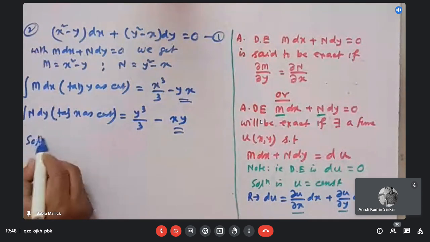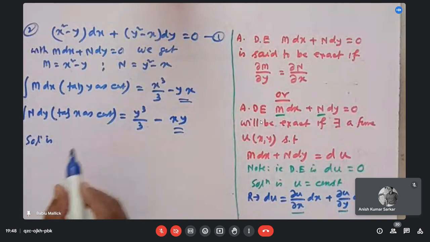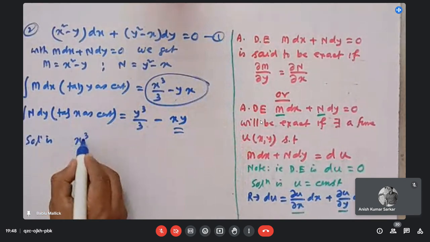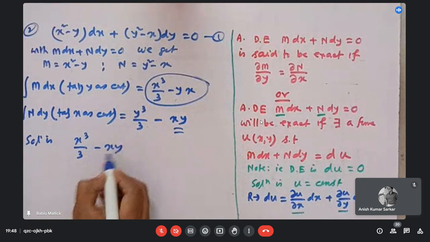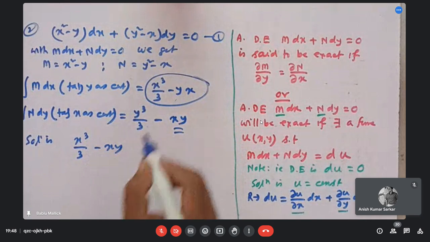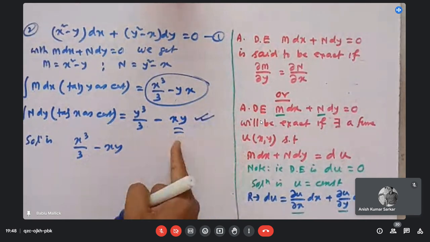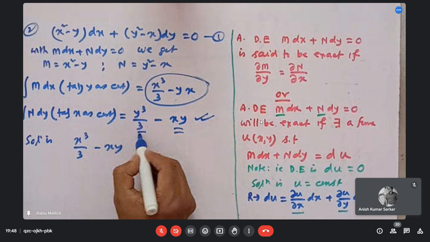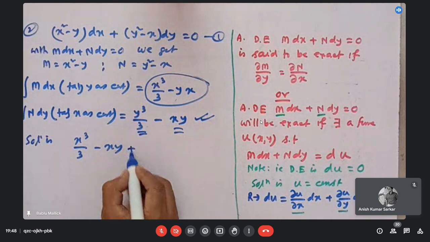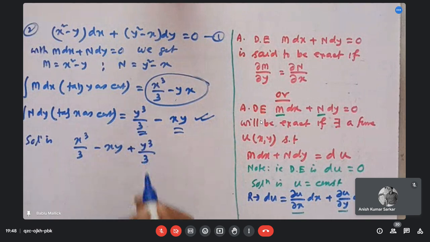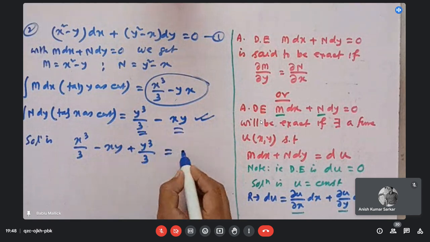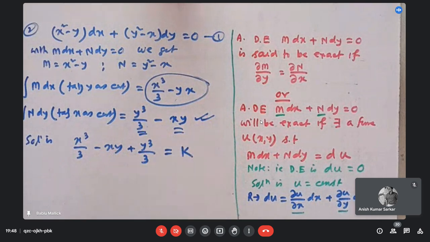The solution is: first I shall write this whole term, x cube by 3 minus x into y, and from this part I shall take only those parts which have not been taken. So this part is not here, so this will be y cube by 3. This part is already taken, so don't take it. This equal to k. That is the solution.